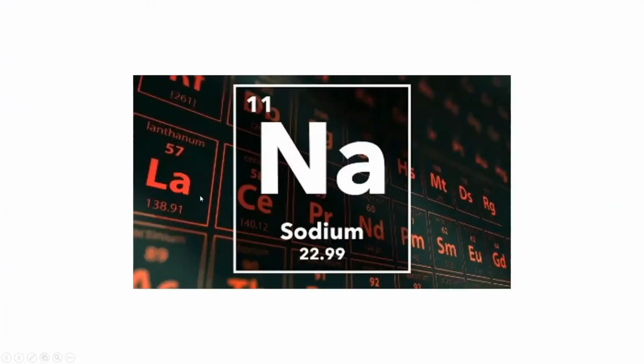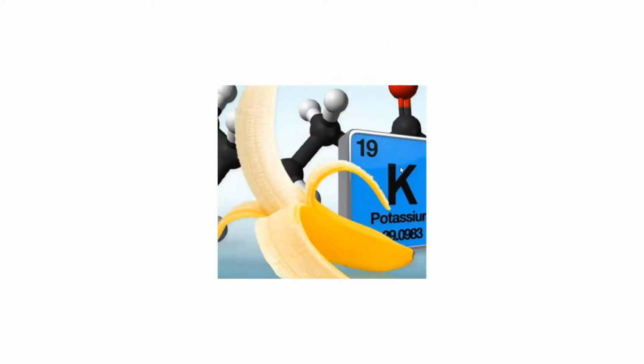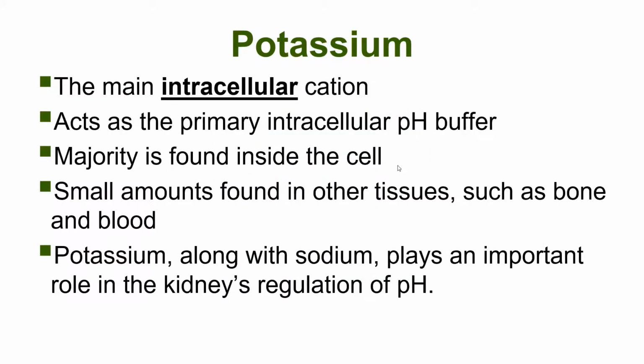We're going to kick off with sodium. So sodium constitutes roughly 90% of the electrolyte fluid. It is the most prevalent cation in the extracellular fluid, and it acts as the chief base of the blood where it aids in maintaining acid-base balance. It also functions to maintain osmotic pressure. It aids in nerve impulse transmission. And of course, if you can remember back to your biochemistry, it is essential for cellular transport as part of the sodium-potassium pump.